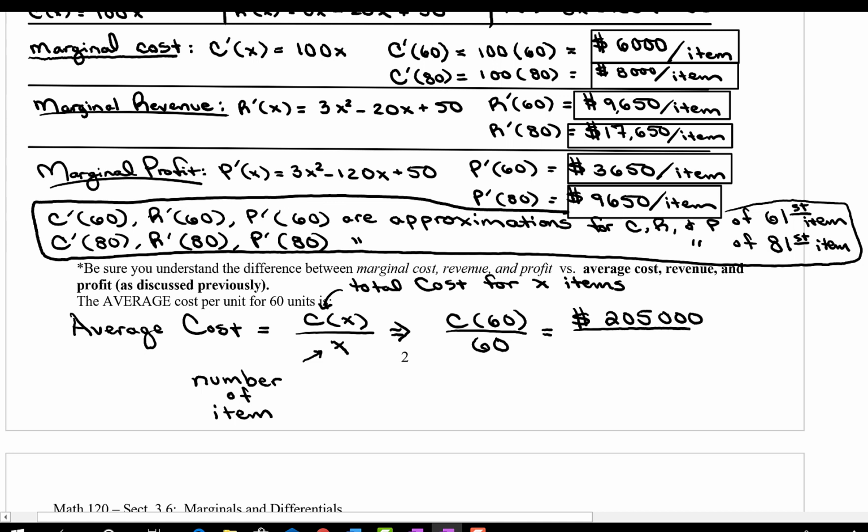in this case, would give us $205,000 divided by 60, because we have 60 items. And then that average would come out to $3,416.67 per unit, or per item. We could also use the word item, either one is fine. But this is an average cost.